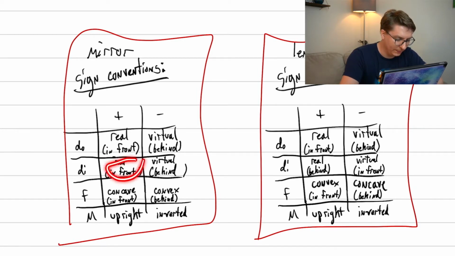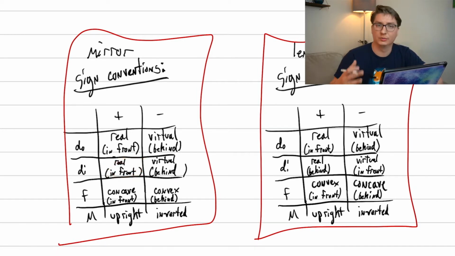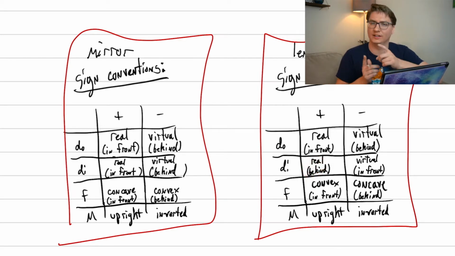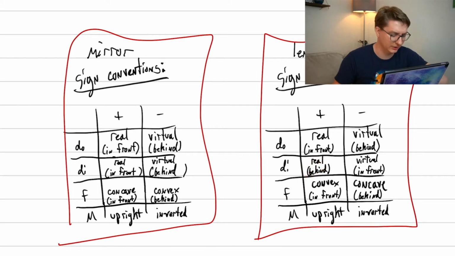Okay, for di to be positive, it is real and in front. So this is the one difference we'll see with lenses, that if it's positive, it's actually behind the lens, because mirrors normally reflect light back at you, as opposed to lenses refracting it, just sort of switching the direction a little bit.